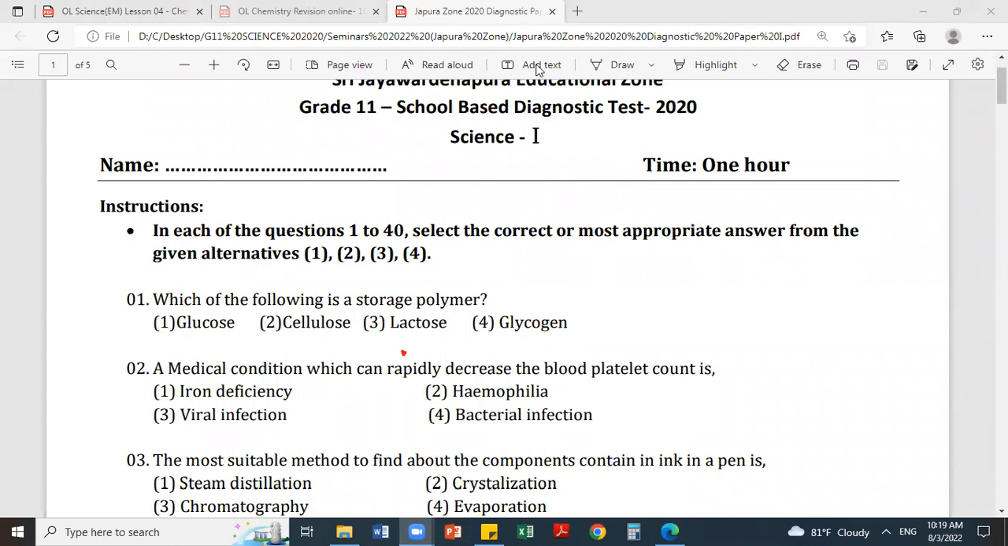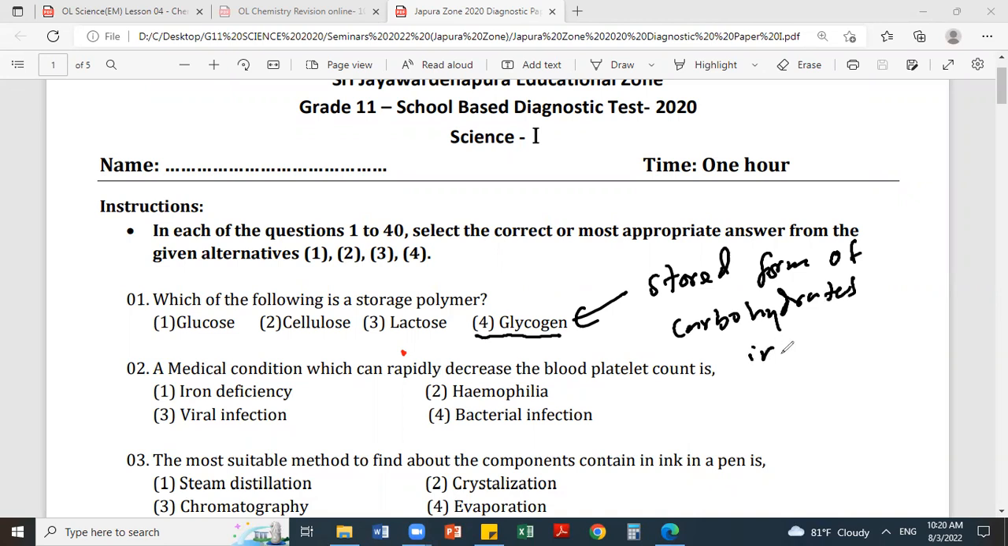That is the stored form of carbohydrate in animals, and it is stored mainly in the liver, right? Put an arrow. Stored form of carbohydrate in animals. Therefore, if you are eating too much carbohydrate, you can sometimes get fatty liver. The liver becomes fat. The others are not storage forms. So in animals, it's glycogen.